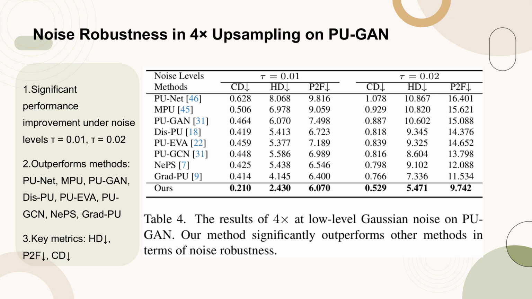The key performance metrics highlighted include Hausdorff distance, HD, point-to-feature distance, P2F, and chamfer distance, CD, where our method consistently achieves lower values, indicating better performance in capturing geometric details and reducing outliers.